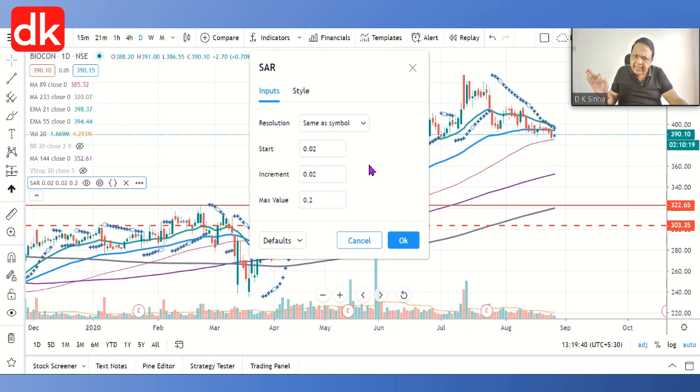It is calculating the extreme price and the increment. The start increment is 0.02, which is an acceleration factor, and then in multiples of 0.02 it gets applied the moment a new extreme price is created. Now this is the incremental factor, and the maximum value it arrives at is 0.2. So a value beyond 0.2 is not possible.